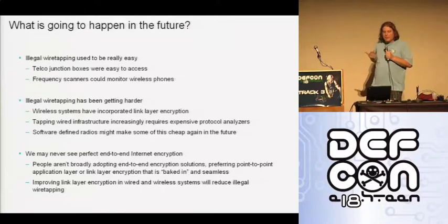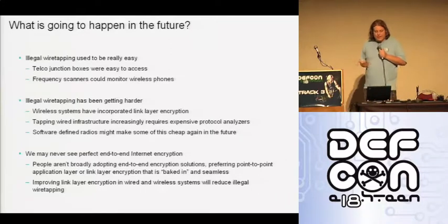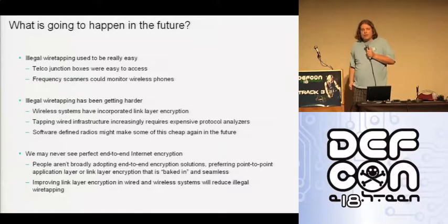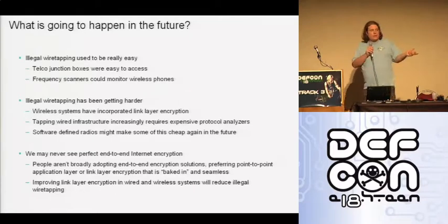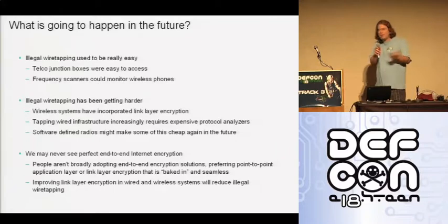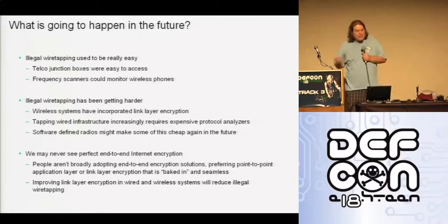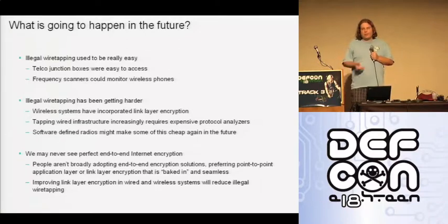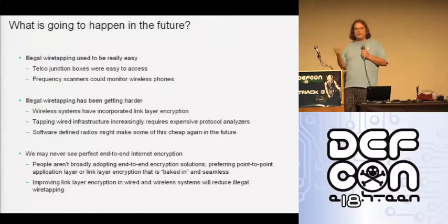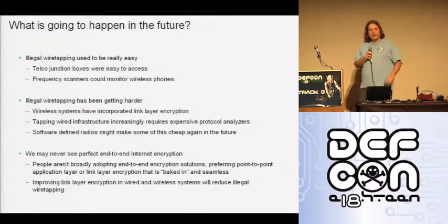So it seems to me that illegal wiretapping used to be really easy. Telco junction boxes used to be pretty easy to access. Get a couple of alligator clips and open the box up and connect to it. Frequency scanners, many of you have them here, can listen to people's cordless phone calls or their cellular phone calls, etc. Over time, that's been getting harder. Cell phones now usually have some encryption in them. It's not impervious to attack, but it's not as easy as going down to Radio Shack and buying a scanner.